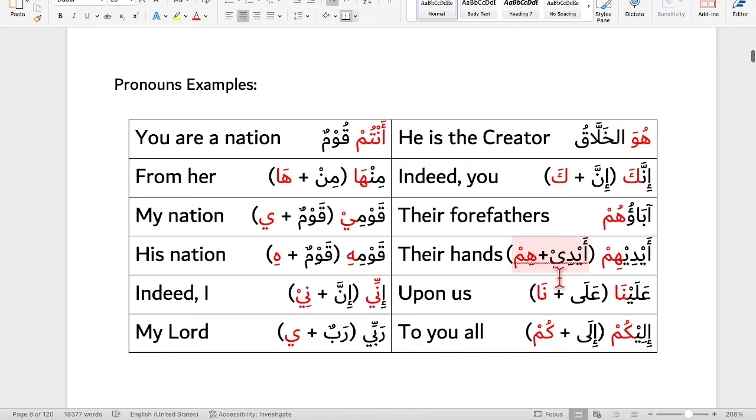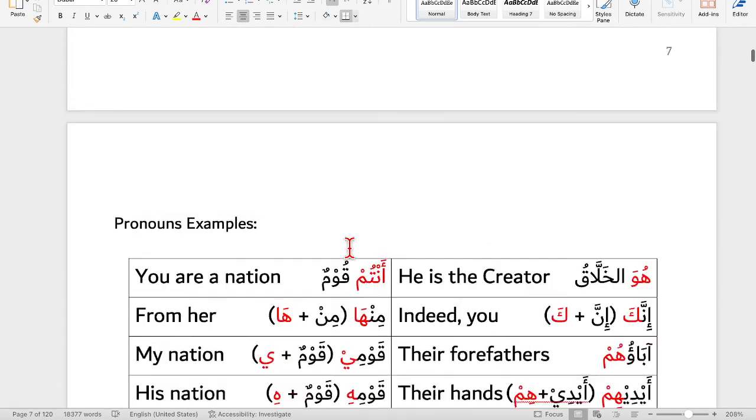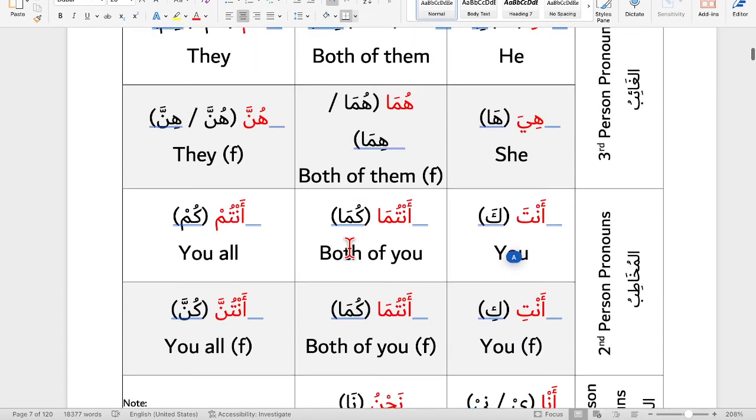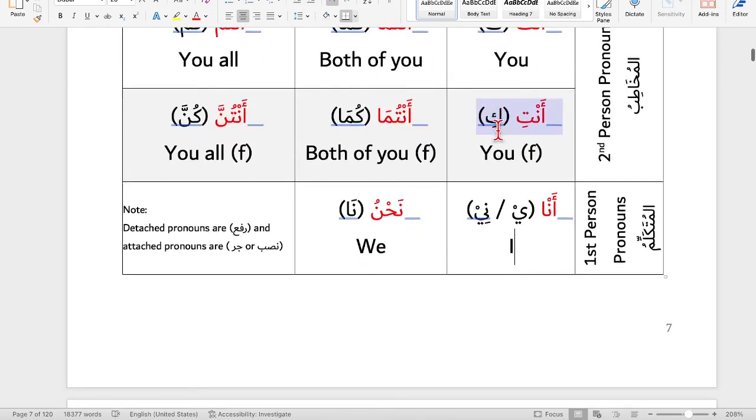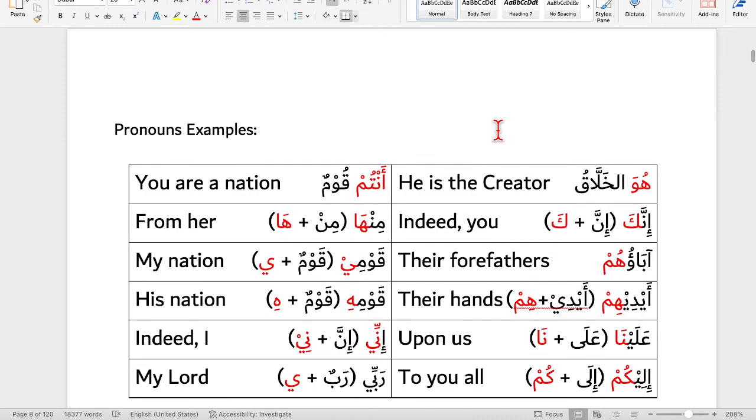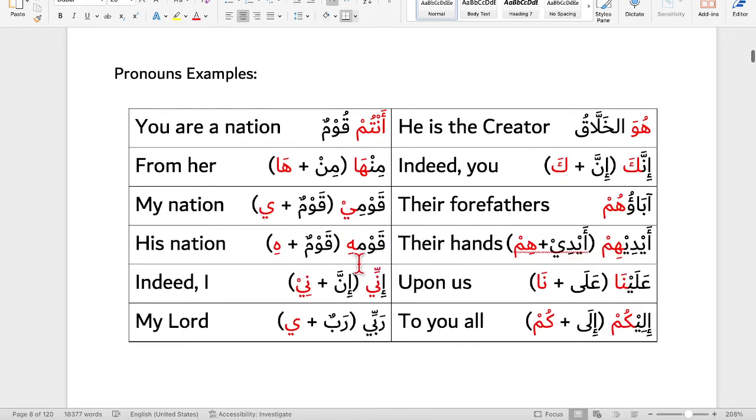This is talking about some masculine hands. So their hands. Kaumihi, his nation. Kaumun is coming the third time here. Kaumihi, his nation. He is actually the attached pronoun for huwa. Huwa, who or he. So it means he or his. So kaumihi means his nation, so this is attached with the noun.